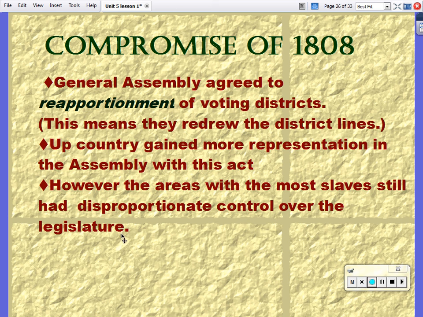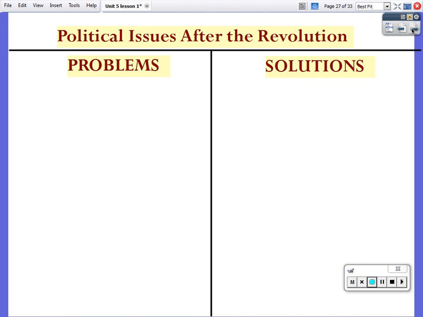This is because slaves counted as property, and what they did is they didn't just draw the lines with equal land, they also drew the lines based on wealth. And so the areas where there were more slaves meant the people were wealthier and they got more control over the legislature. You're going to do this in class, so don't worry about this at home.